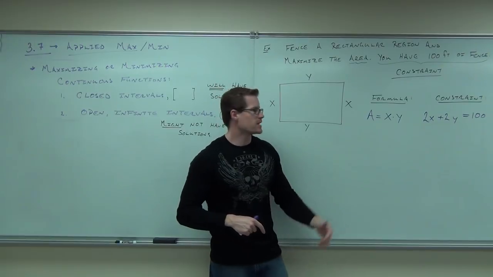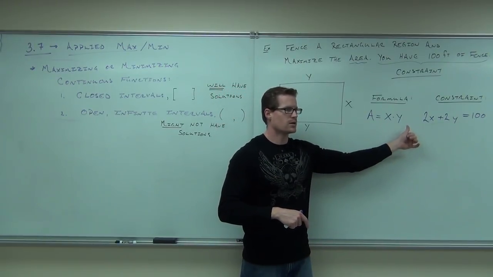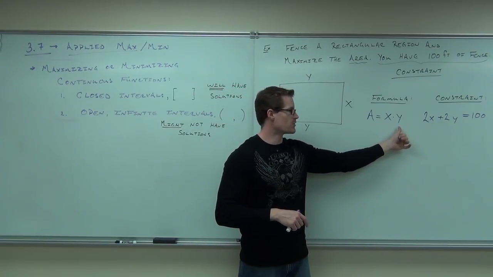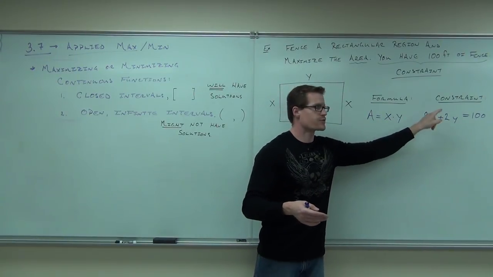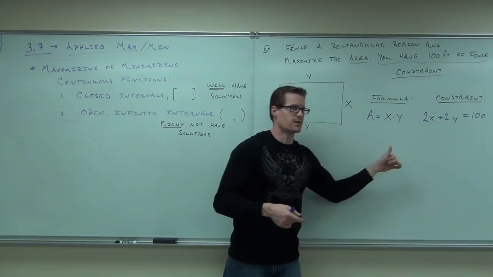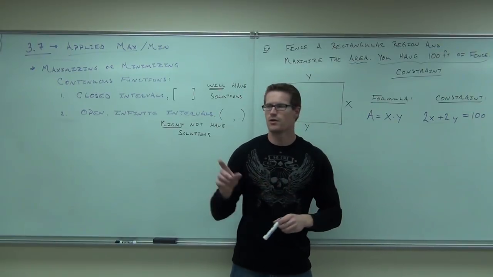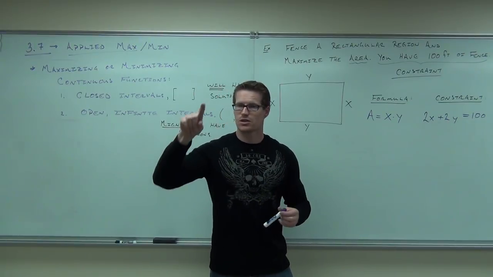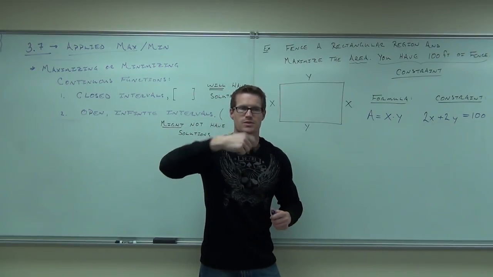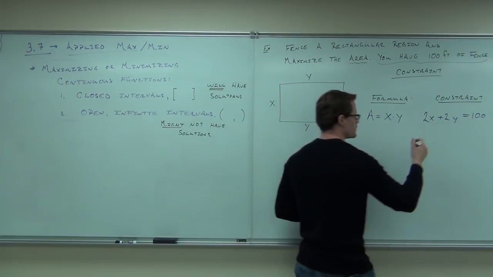The reason is, can you find a derivative of x and y? Yeah, you can with implicit. However, you're going to need to solve for y anyway to be able to do anything with it. So solve this for y and substitute it in. So we're going to solve our constraint for one variable. I would choose y. Just, I don't know, I like y. So solve for y and then substitute that into your formula.